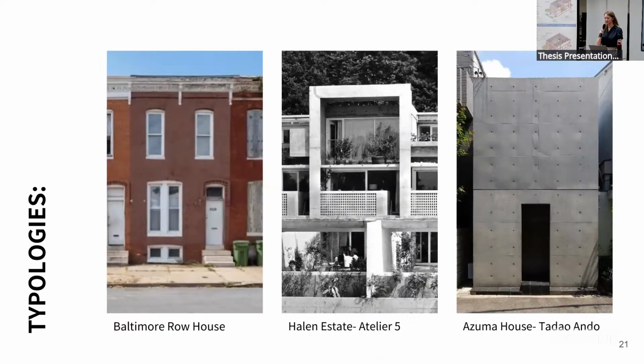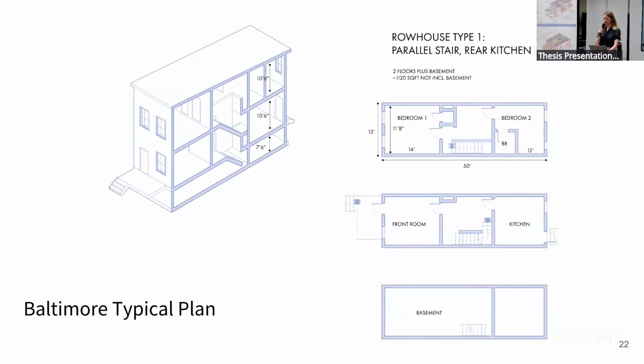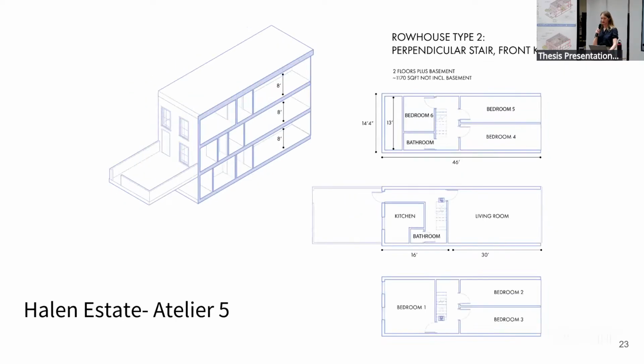So in order to create the system for row houses, I examined over 20 different row houses over the world and then looked more closely at 3 that fit the same dimensions as the Baltimore row house. In examining these, looking at the Baltimore typical plan, I noted that the main defining spatial drivers are the stairs and kitchen placement, which define the rest of the plan. And looking at Holland Estate by Atelier 5 in Switzerland, they use a perpendicular stair as opposed to Baltimore, which typically uses a parallel stair with the existing party wall.